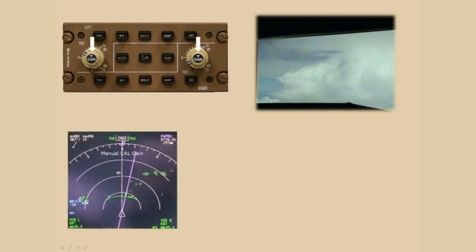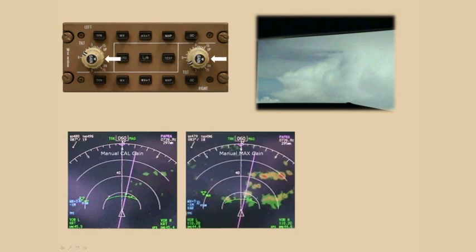This example shows a typical low reflectivity oceanic cell. With manual cal gain selected, only the core of the thunderstorm is visible. In manual max gain, the greater extent of the thunderstorm is visible and the cores are now red.